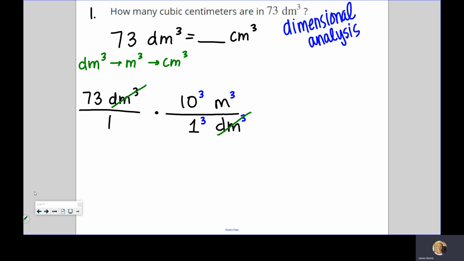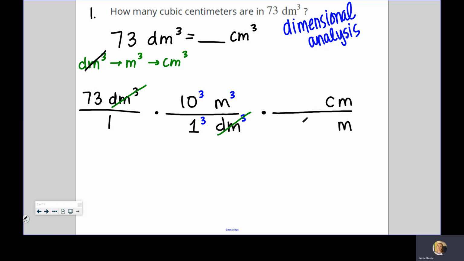Now we've gone from decameters to meters. Now we've got to go from meters to centimeters, so multiply by another unit factor. So another fraction. This time we're going to put meters in the bottom. We can go from meters to centimeters.